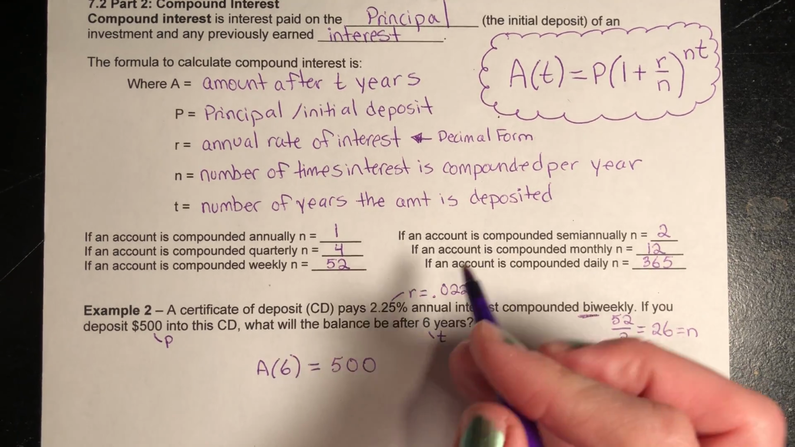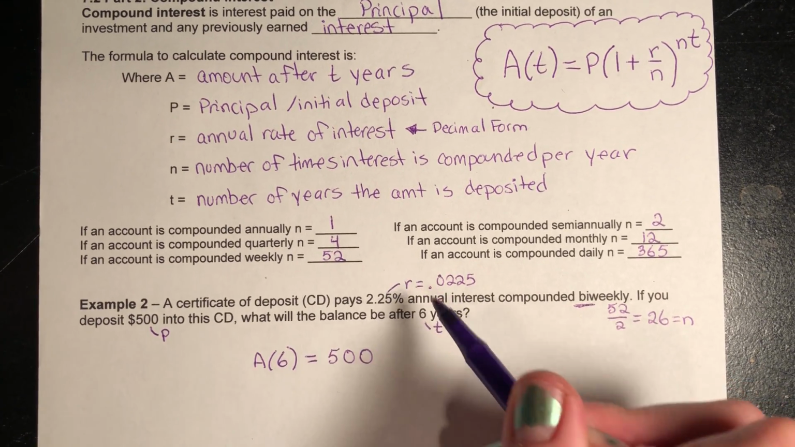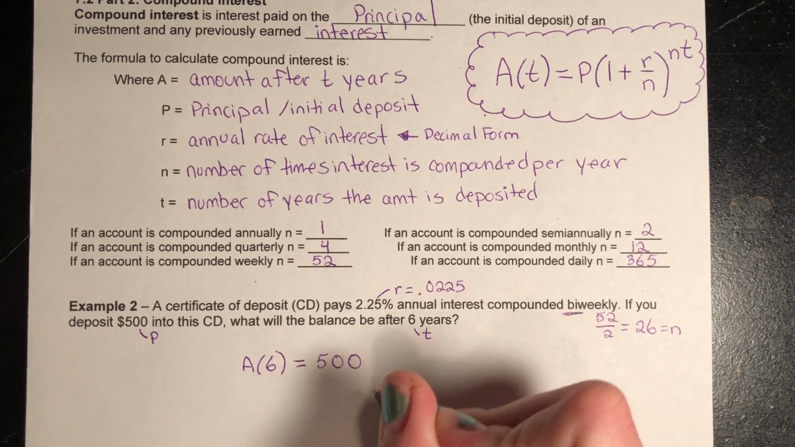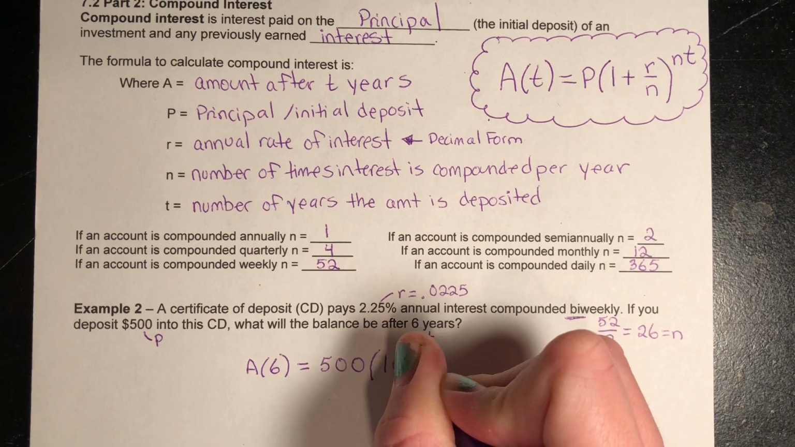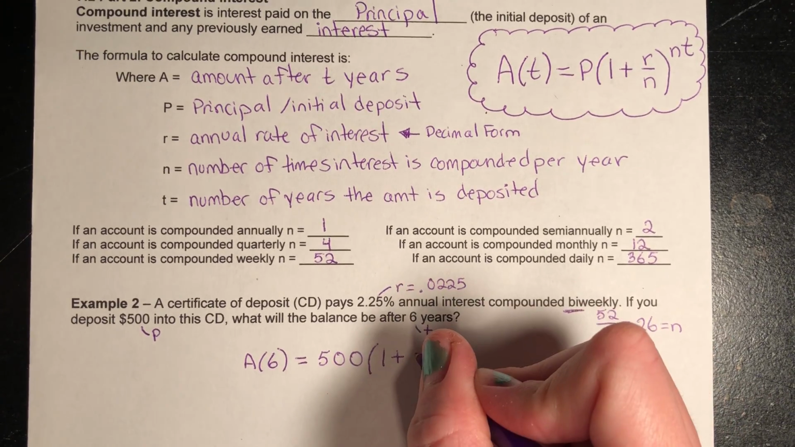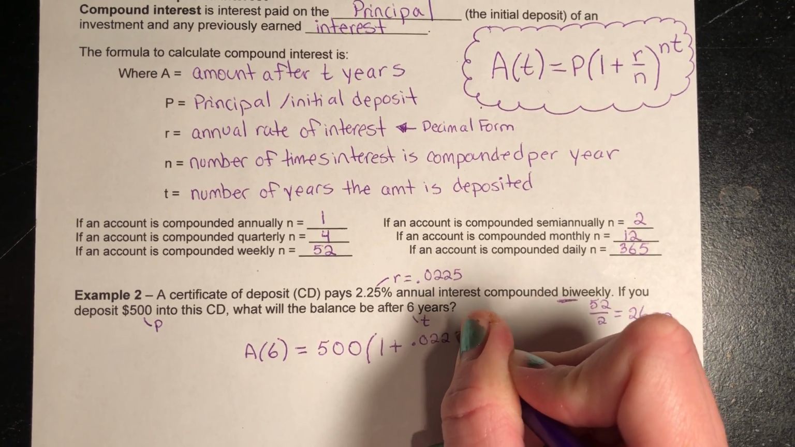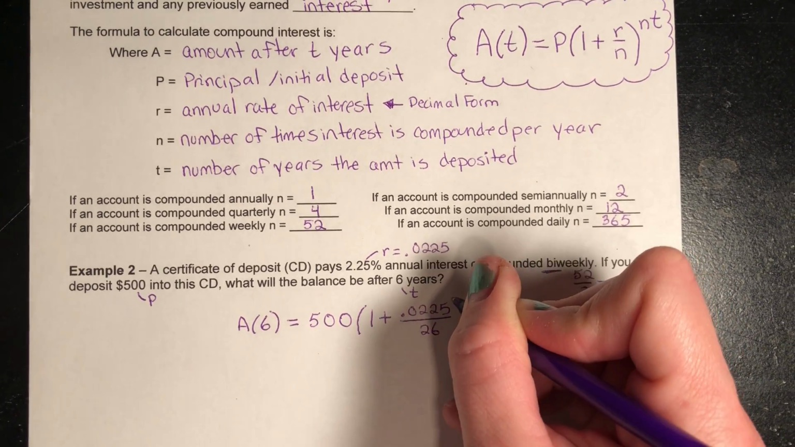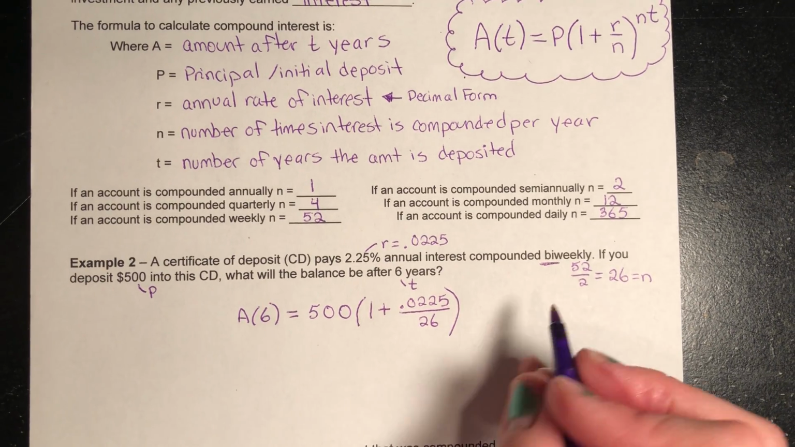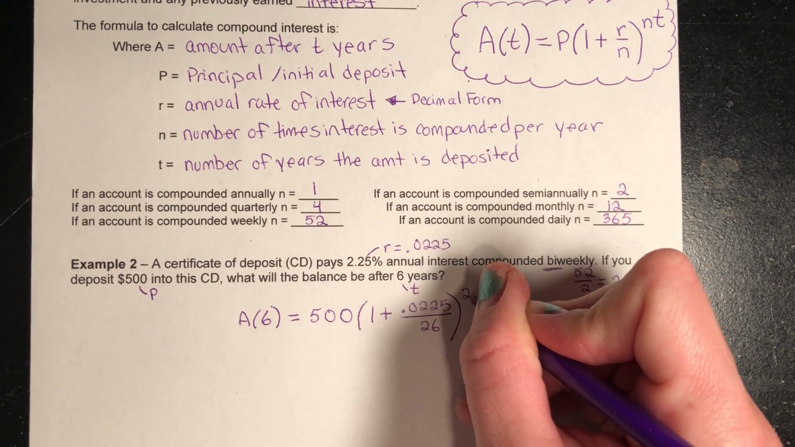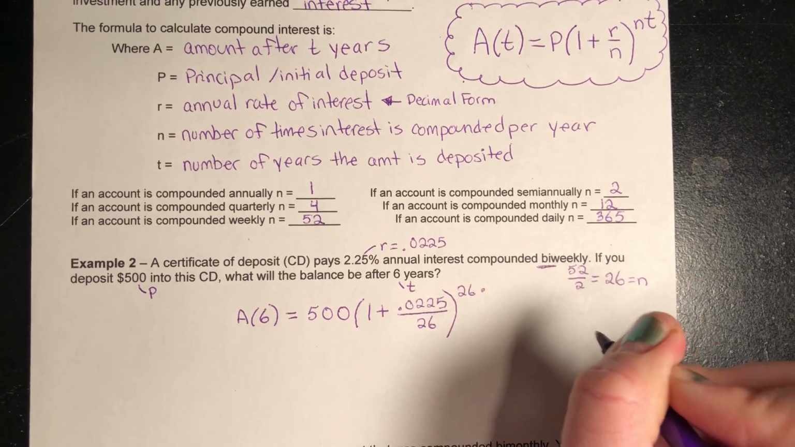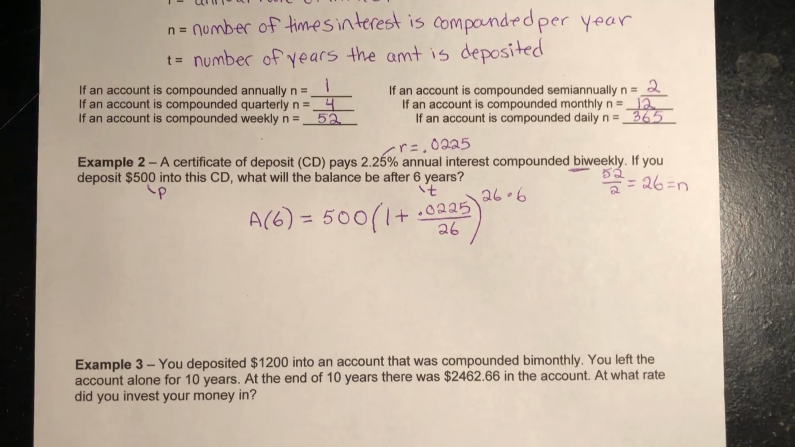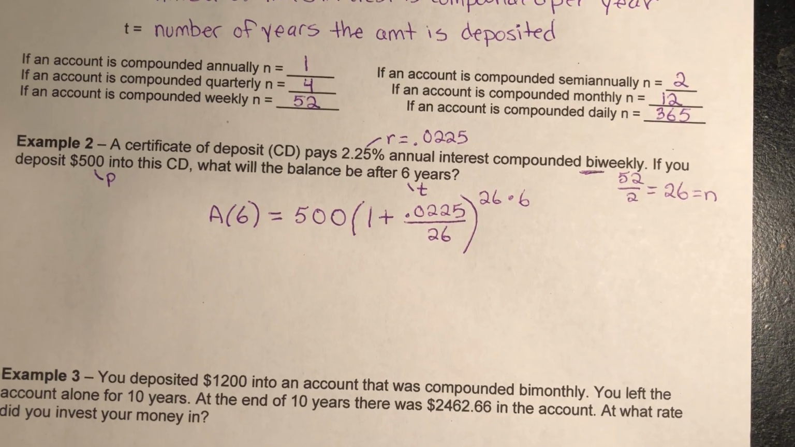And now I'm going to input all my values into here. All right. So I have 500 times 1 plus, and our R value is 0.0225 divided by 26. I'm going to close those parentheses, and there it's going to be to the N times T. So the 26 times 6 right there. And so that is what we're going to be putting into our calculator.